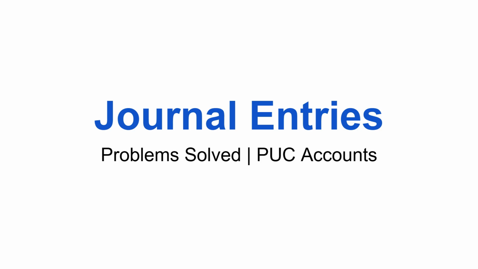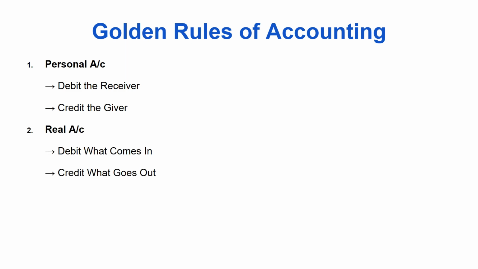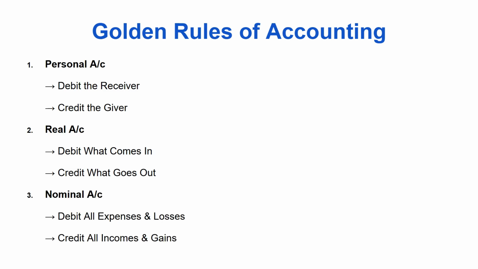Let's start from the first and most important rule. Golden rules of accounting. Personal account: debit the receiver, credit the giver. Real account: debit what comes in, credit what goes out. Nominal account: debit all expenses and losses, credit all incomes and gains.